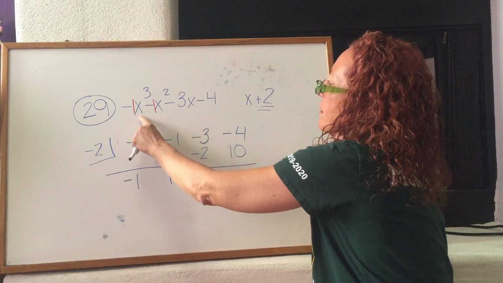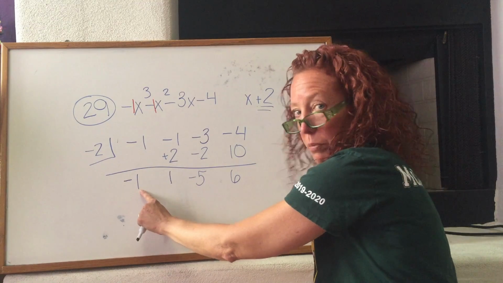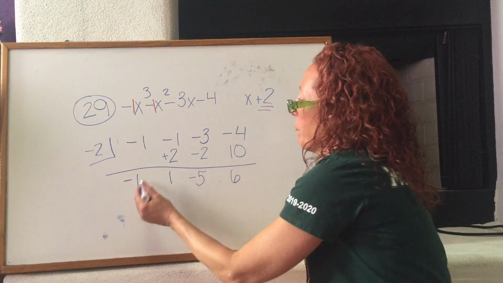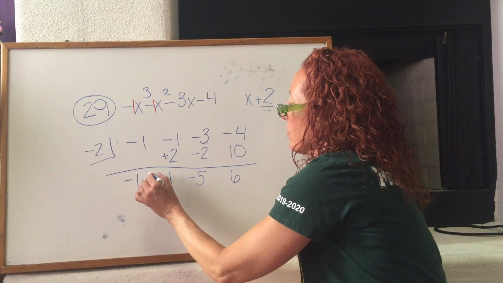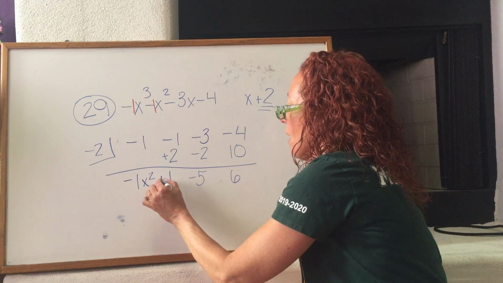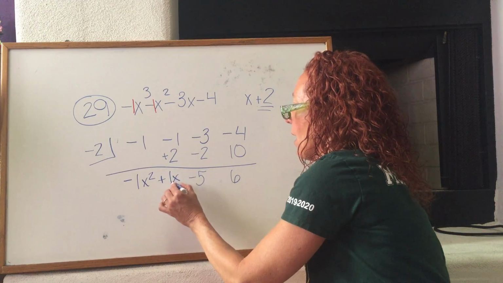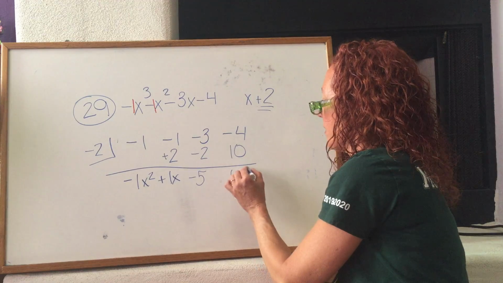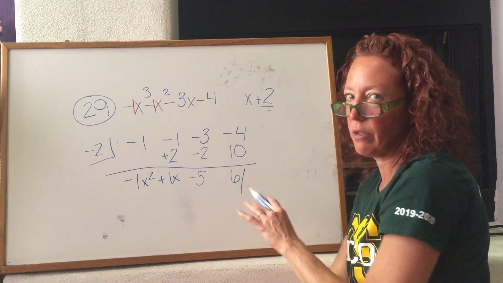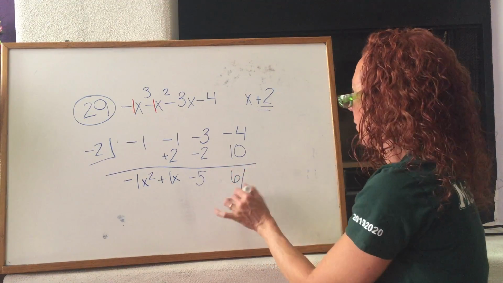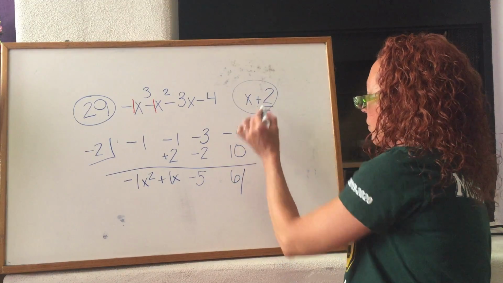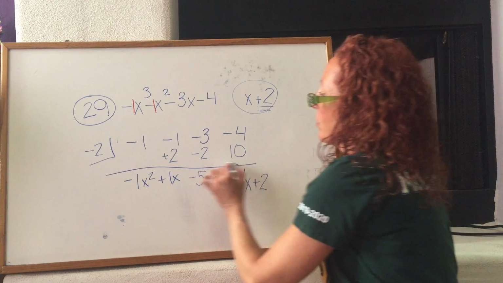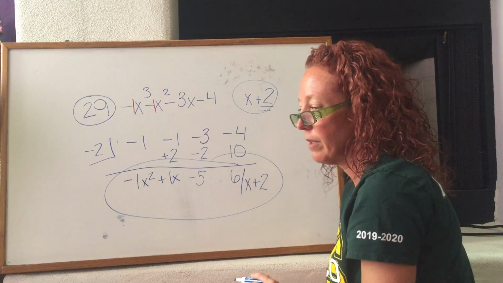If this is x to the third, this will automatically go down by 1 power. So this will be negative 1x squared plus 1x, take away 5 with the remainder of 6. And the way we rewrite our remainders is not like an r or anything. We need to write that as a fraction. So we go back up and we write it as x plus 2. So this is our final answer.